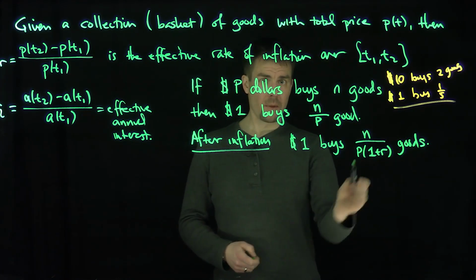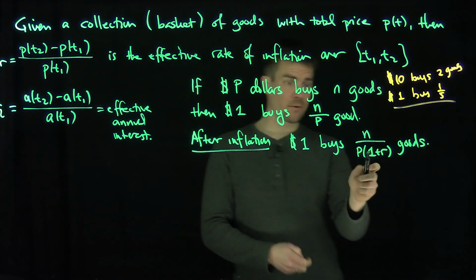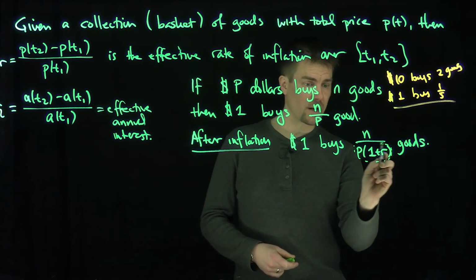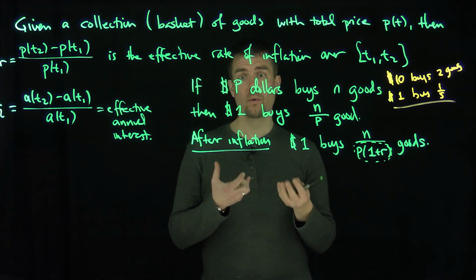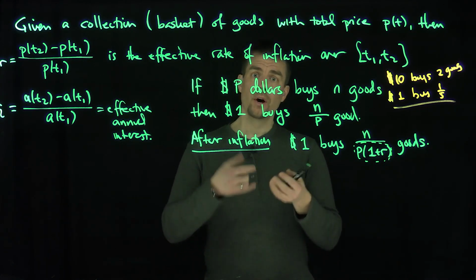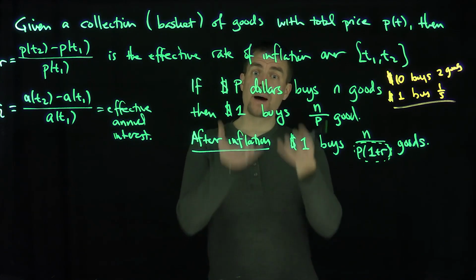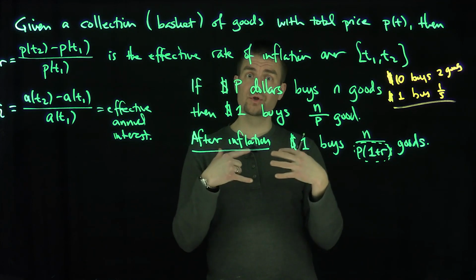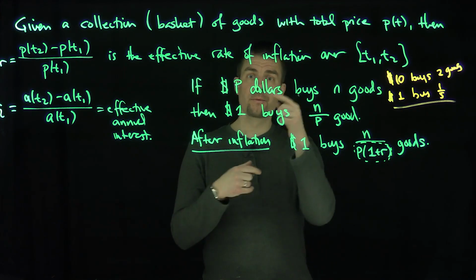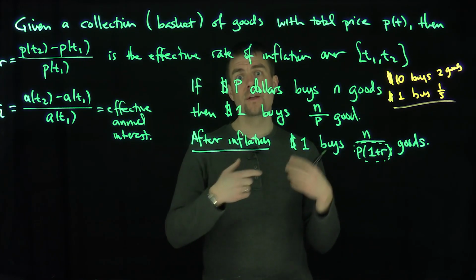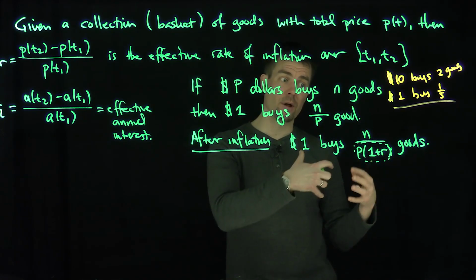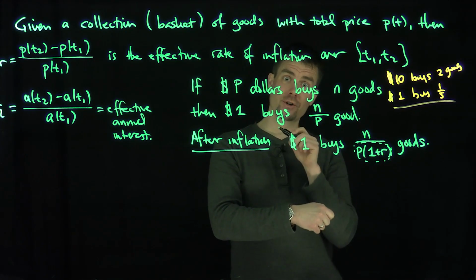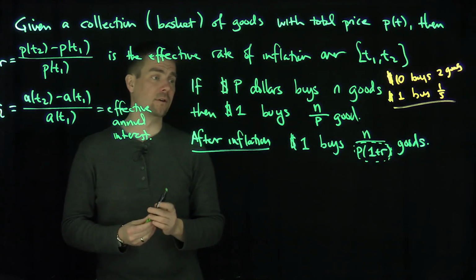In other words, you need more money, and what's going to happen here is that it makes the whole denominator larger if you multiply P by 1 plus R. And so you're making the denominator bigger. When you make the denominator bigger, that makes the whole expression smaller, right? So if I go from 3/5 to 3/8, 3/5 is obviously bigger than 3/8. So as you make the denominator bigger, this whole thing gets smaller. So there are fewer goods that I buy after inflation.